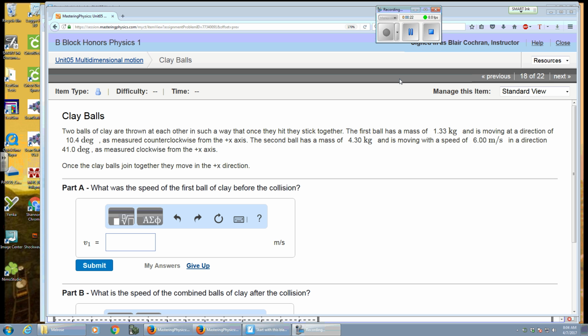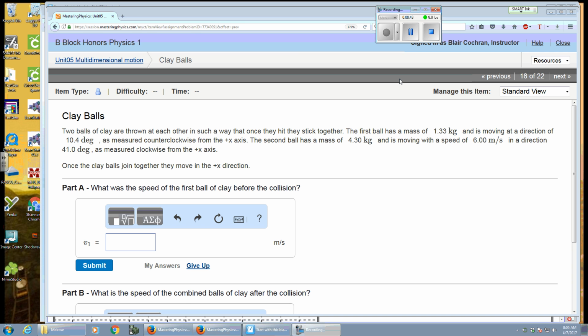What type of collision would that be? Inelastic. The first ball has a mass of this, and is moving in this direction, and so on and so forth. And then once together, they move in the x direction. So, conservation of momentum here, right?